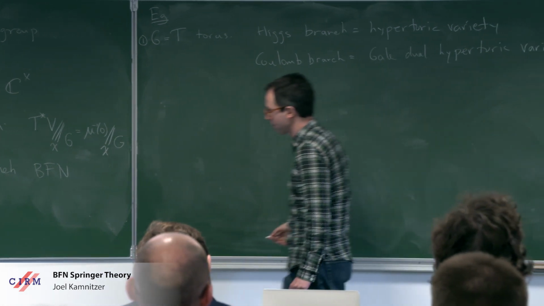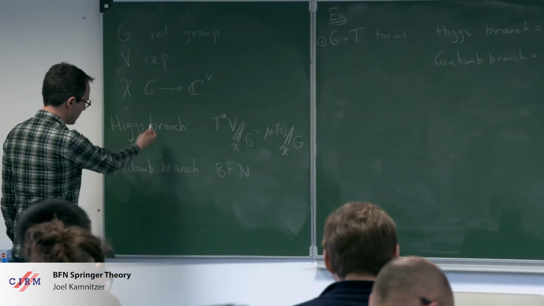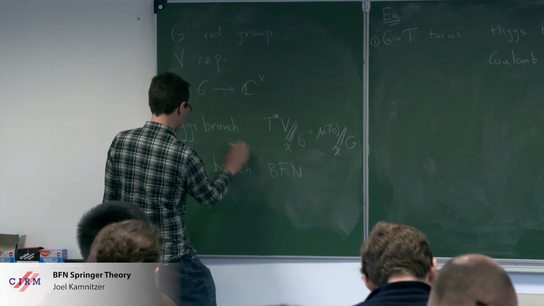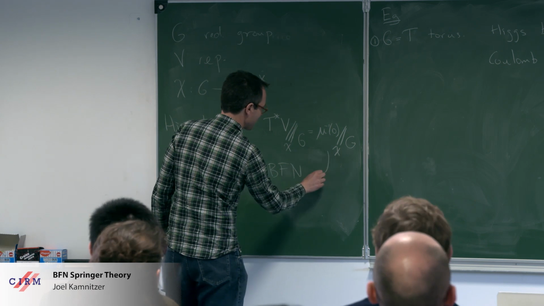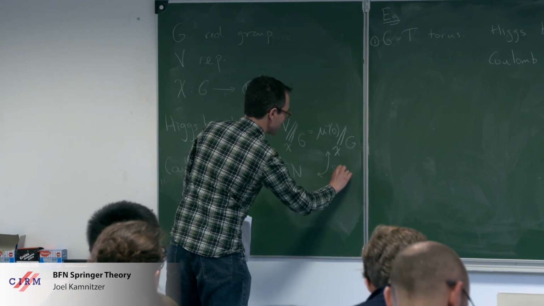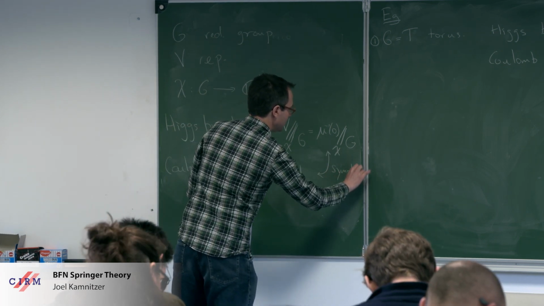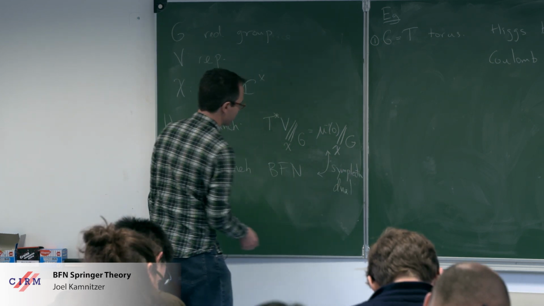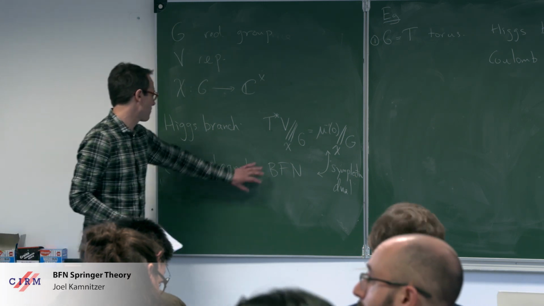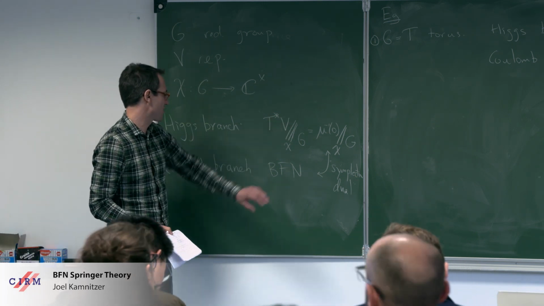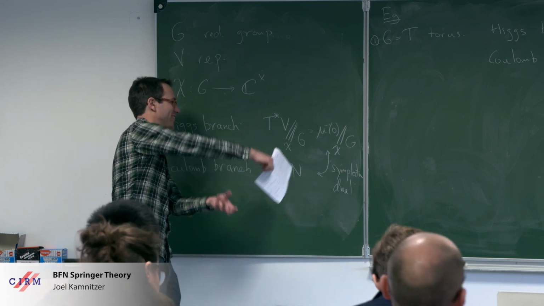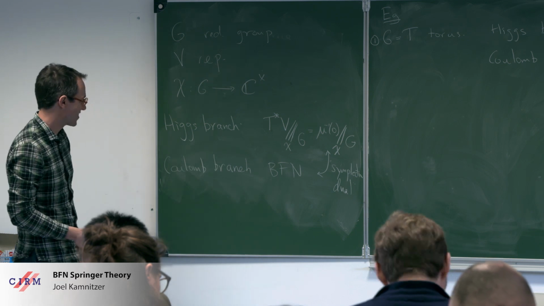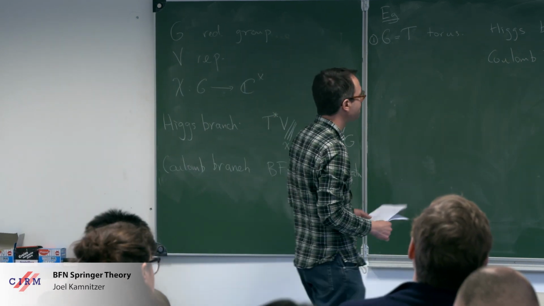Maybe I should have said from the very beginning, the relationship between this Higgs branch and this Coulomb branch is often called symplectic duality. These two spaces are called symplectic dual. And in good cases, if something appears as a Higgs branch and then you find out that the same space can be a Coulomb branch, then the Higgs and the Coulomb will switch in good cases.